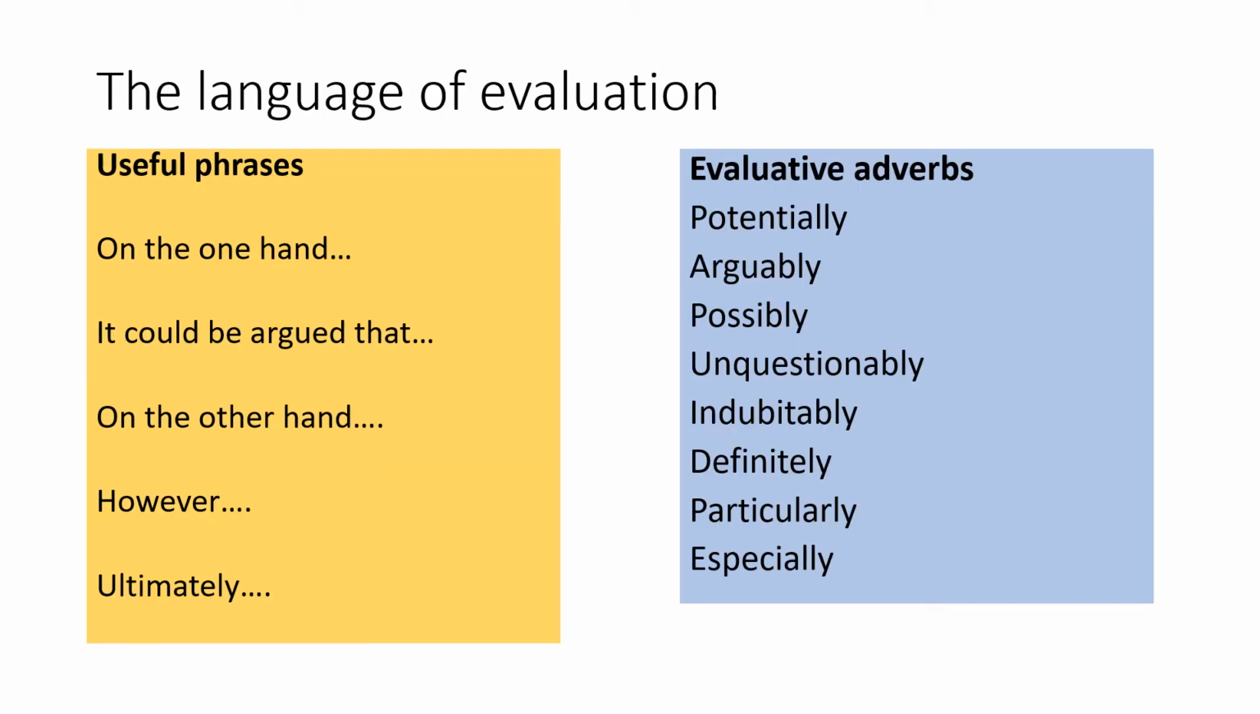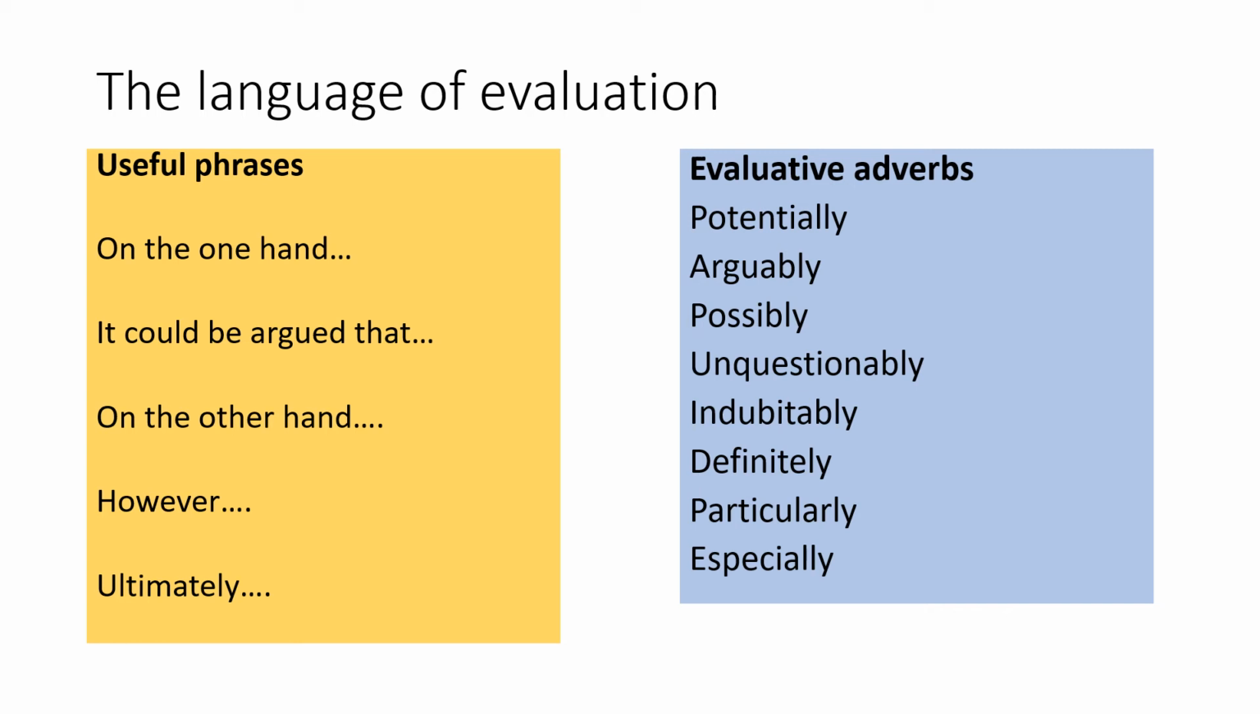The language of evaluation is quite important, and using phrases such as this can help you to become automatically evaluative. First of all, phrases such as on the one hand, and it could be argued that, present one point of view. On the other hand, however, present the other point of view. And then ultimately, at the end, you make a judgment about what your point of view is and what your opinion is. So you look at both sides of the argument and then make an overall judgment.